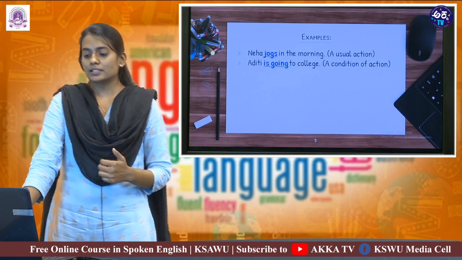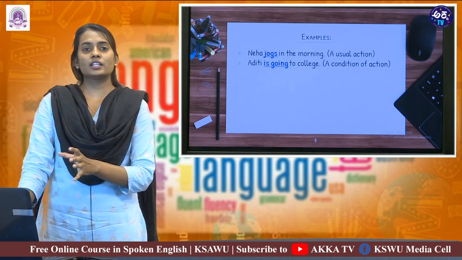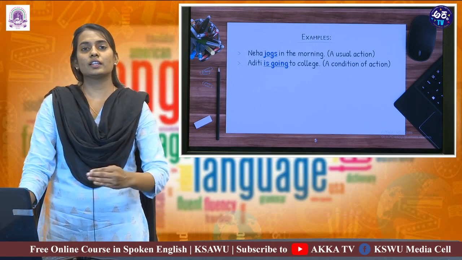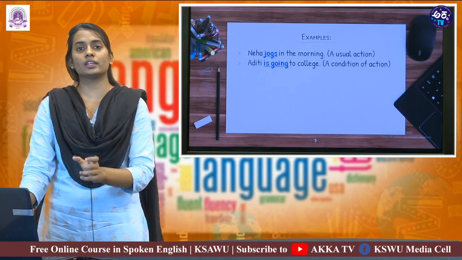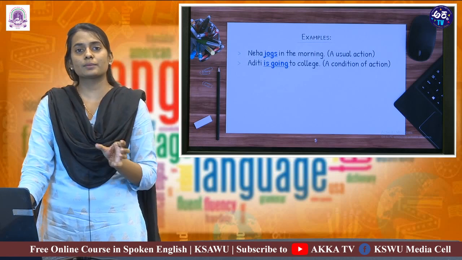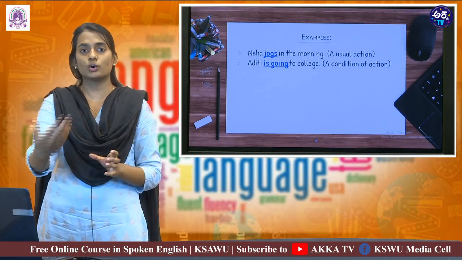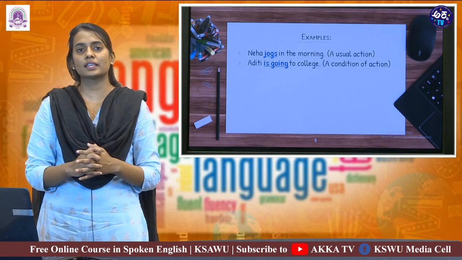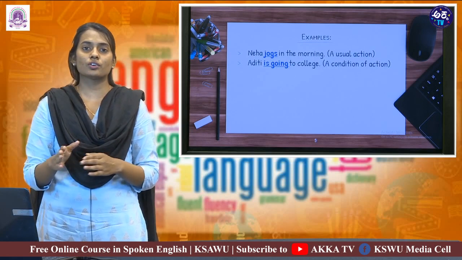Then, Aditi is going to college. So it is a condition of action. Aditi college ಹೋಗ್ತಿದ್ದಾಳೆ. Is going is a verb. What is the subject doing? Aditi is going. So here we can say that it is a condition of action.